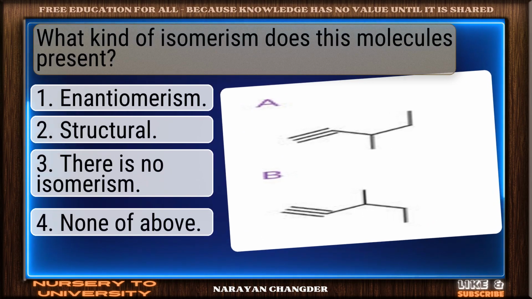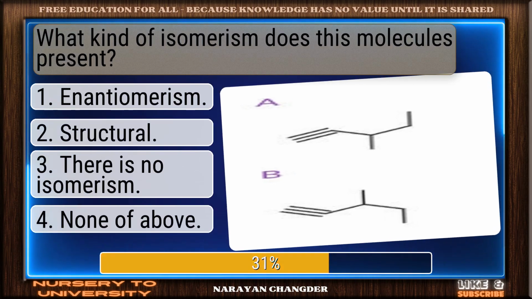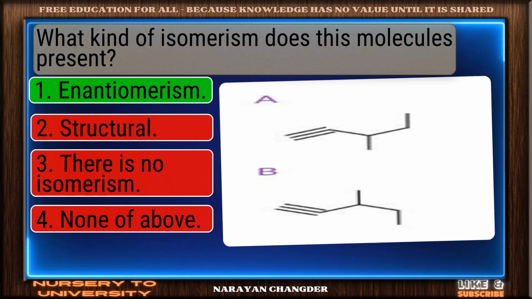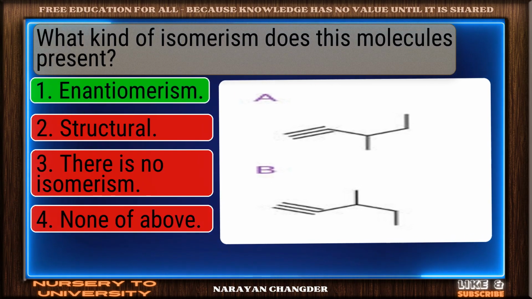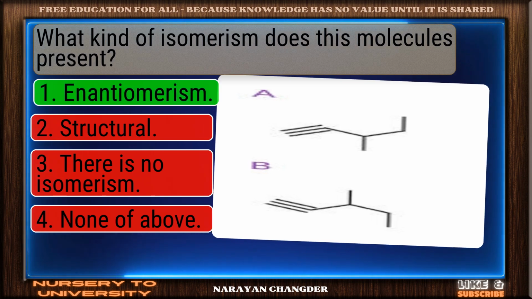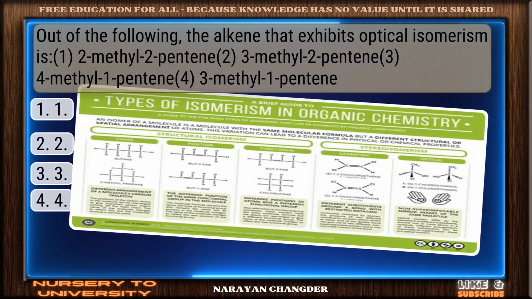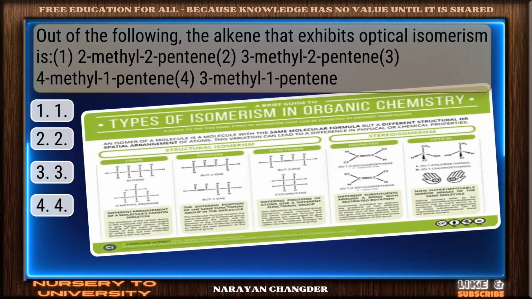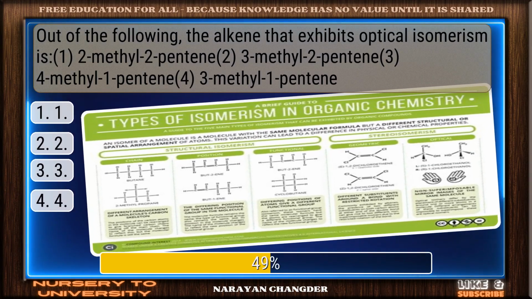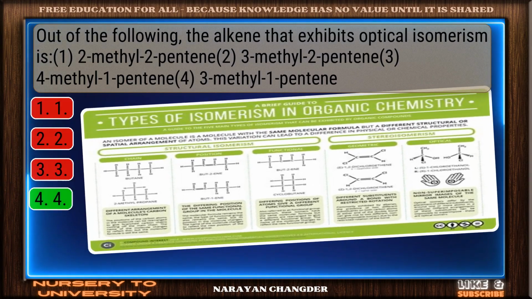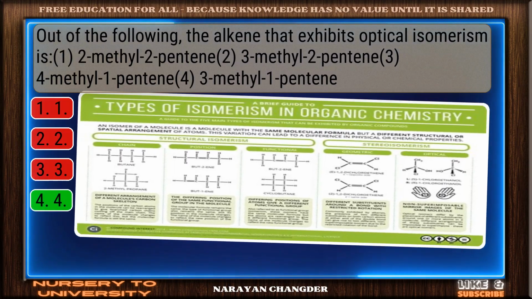What kind of isomerism does this molecule present? Correct response. Enantiomerism is the most accurate answer. Out of the following, the alkene that exhibits optical isomerism is 2-methyl-2-pentene, 3-methyl-2-pentene, 4-methyl-1-pentene, 3-methyl-1-pentene. Excellent choice. 4 is the right answer.